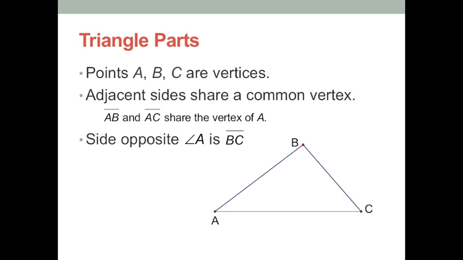We can also describe triangle parts. Points A, B, and C are the vertices of the triangle. Adjacent sides share a common vertex. So segment AB and segment AC share the vertex of A. The side opposite of angle A is BC because it's across from the angle.